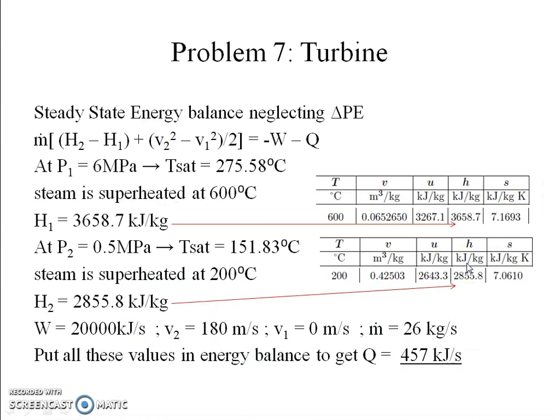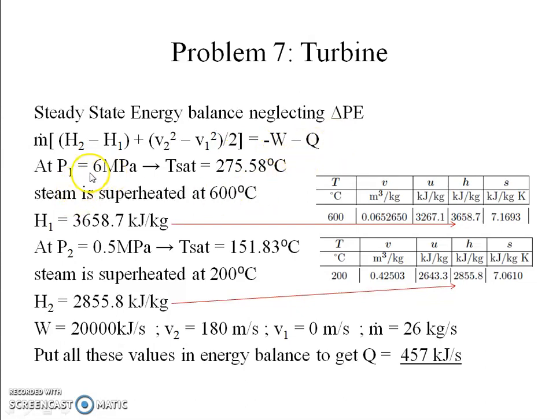Okay, so let's tackle this problem. First of all, we are going to write steady state energy balance. So for an open system or for a control volume, when you apply your first law to a control volume, you get this type of equation, which is change in enthalpy plus change in kinetic energy plus change in potential energy, which is neglected, that is equal to work done plus heat exchanged.